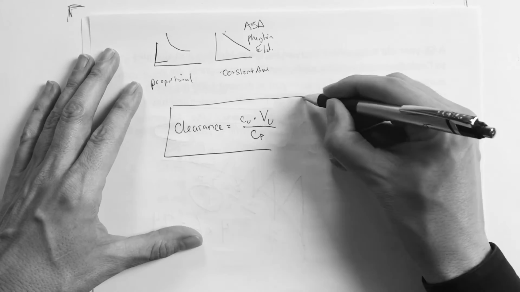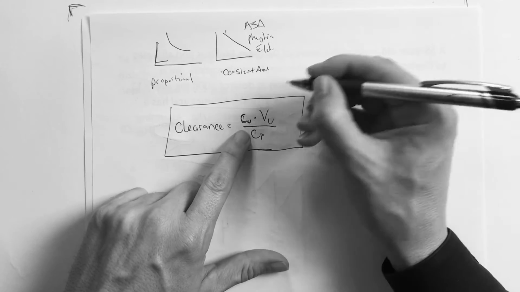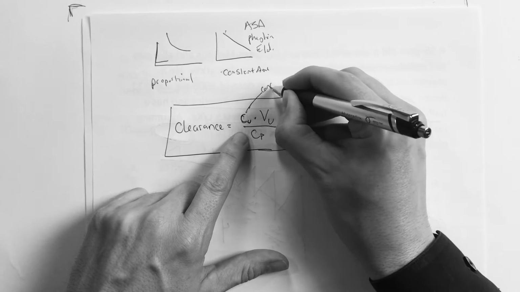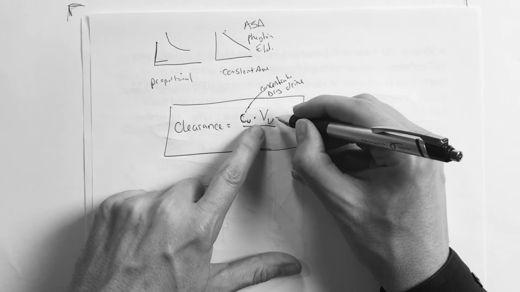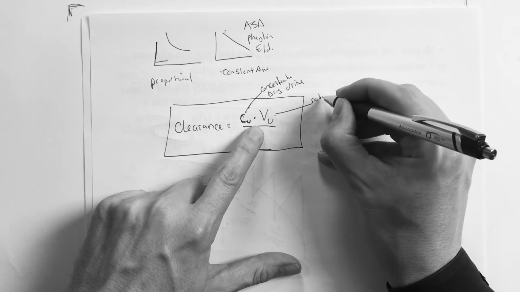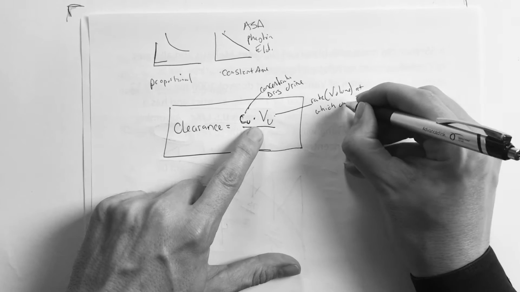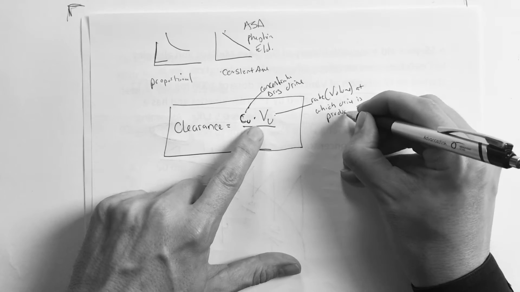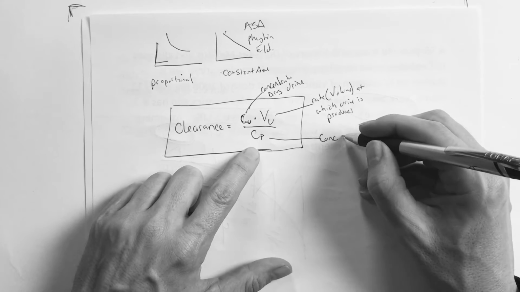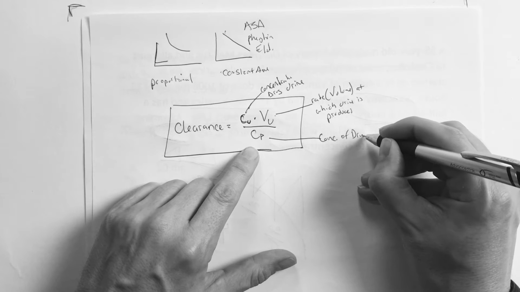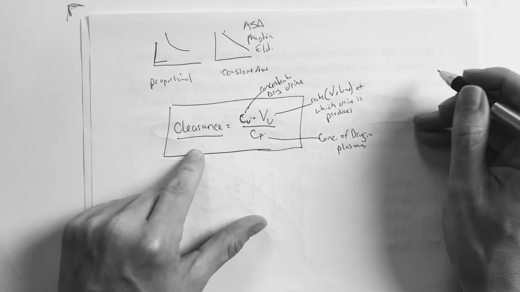When you know certain formulas, like clearance of a drug, the CU is the concentration of drug in the urine. The VU is the rate, or they say volume, at which urine is produced. And then the CP is the concentration of the drug in the plasma. You know how they tend to put that one on the bottom. If you know all these little calculations, you can understand what the clearance of the drug is.